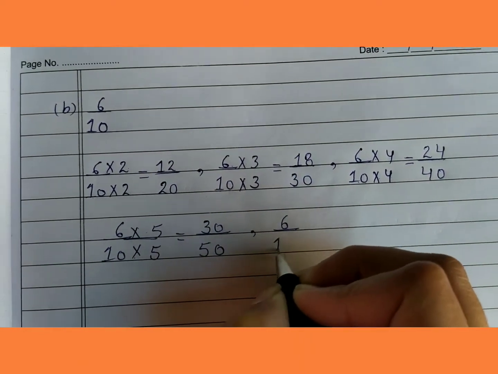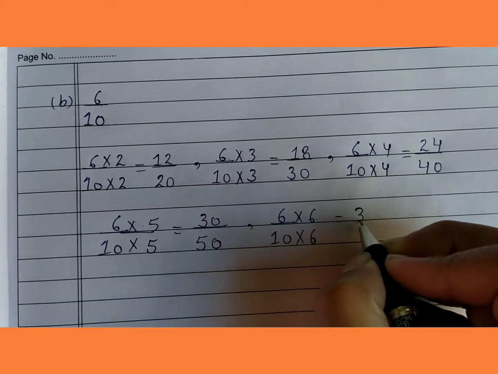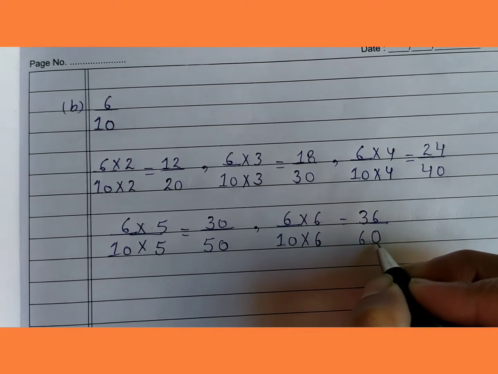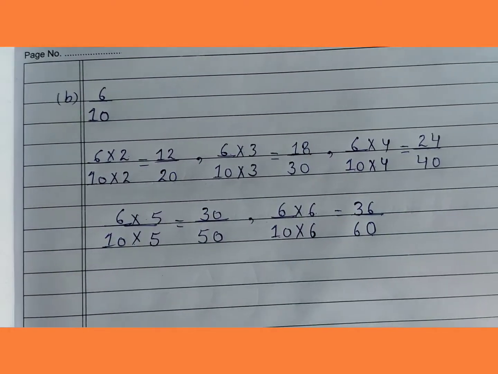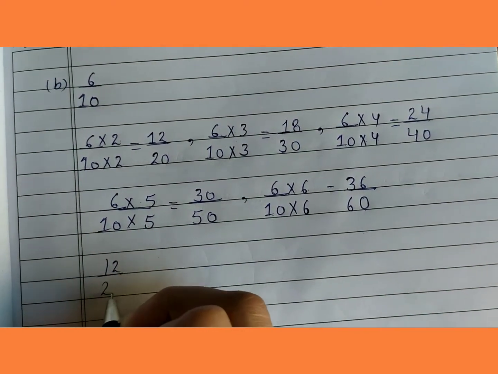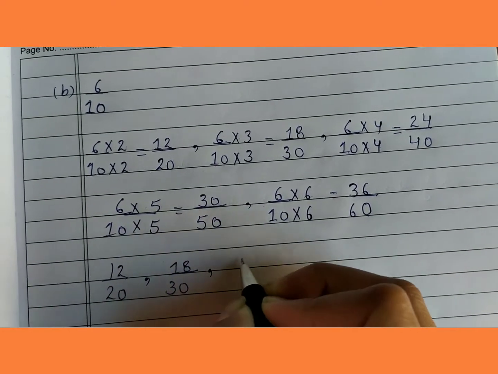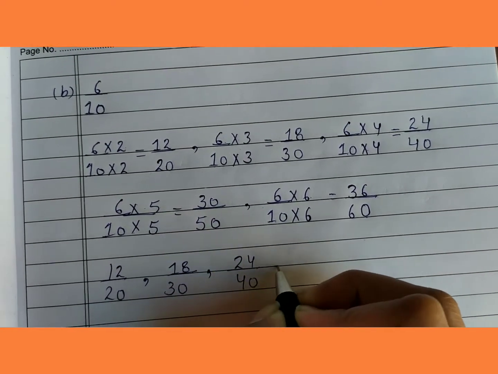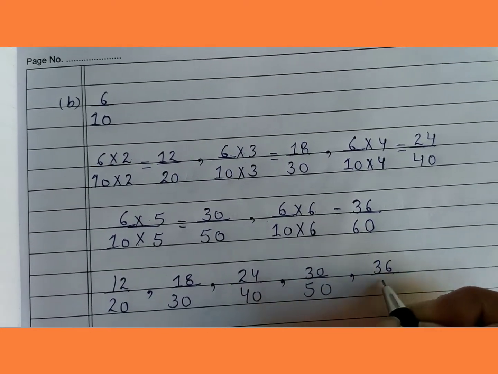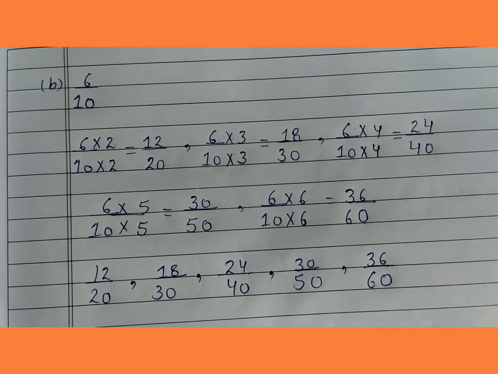6 upon 10 multiply by 6. 6 multiply 6 equal to 36. 10 multiply 6 equal to 60. 36 upon 60 is a fifth equivalent fraction. 12 upon 20, 18 upon 30, 24 upon 40, 30 upon 50, 36 upon 60. It is an equivalent fraction of 6 upon 10.